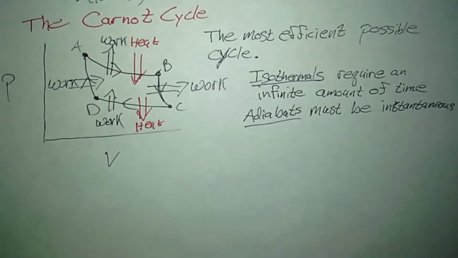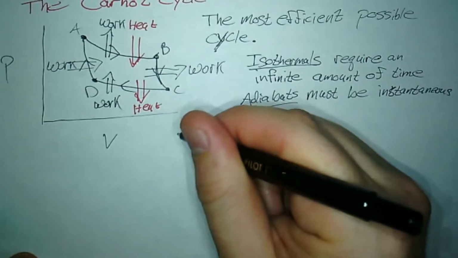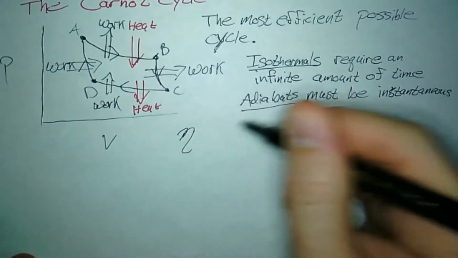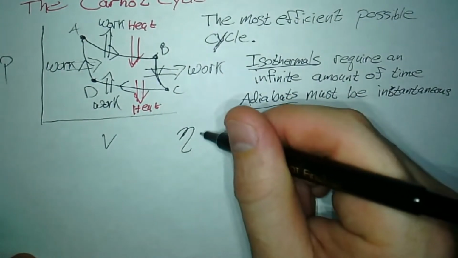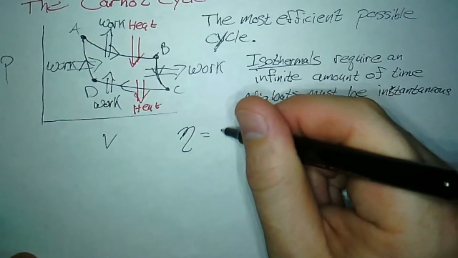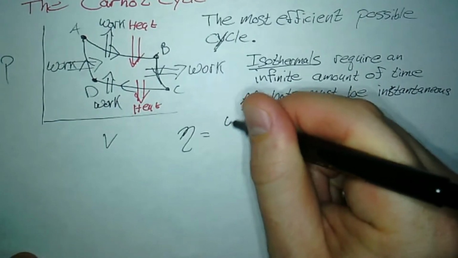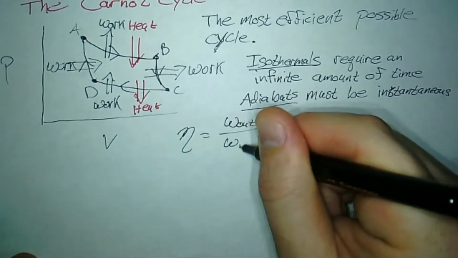All right, so how do we define efficiency? Well, we are going to use the symbol eta. This is a Greek letter eta. It looks kind of like an N with a curly tail down here, a cursive N with a curly tail. And we're going to define that as the work you get out over the work you put in.